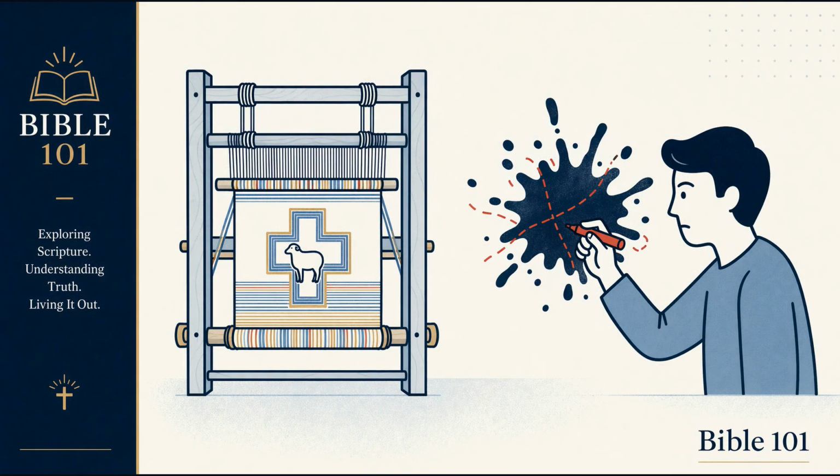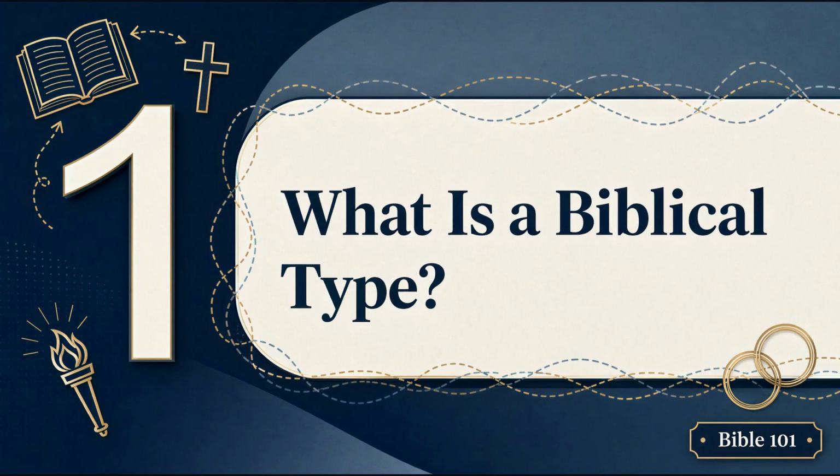And that's really the million-dollar question, isn't it? When we spot one of these amazing parallels between the Old and New Testaments, are we actually uncovering a masterpiece that God wove into history itself? Or are we just getting a little creative, seeing faces in the clouds and imposing our own patterns onto the text? Narrowing down that difference is what this is all about. So to figure that out, we've got to get our terms straight first. What in the world is a biblical type anyway?